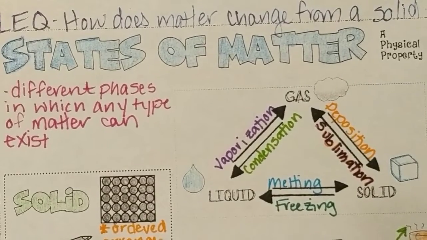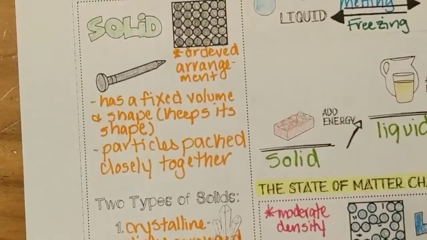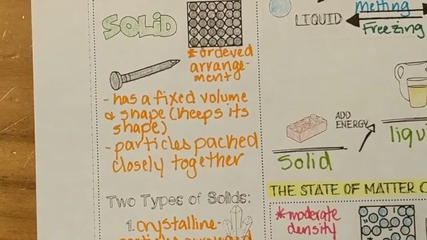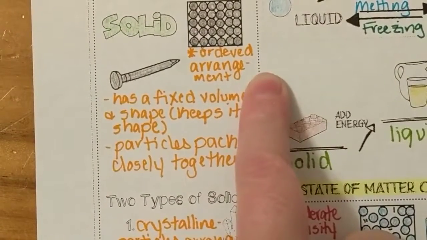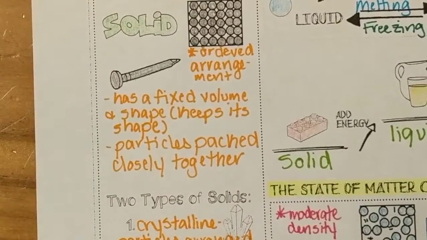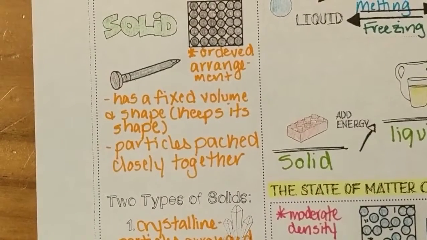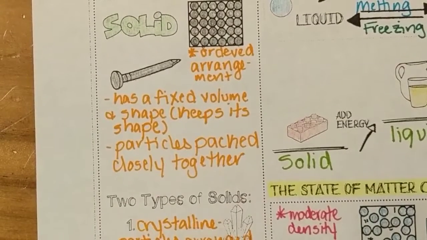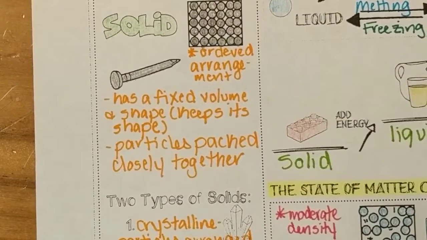So now the first state we're going to look at is a solid. A solid has an ordered arrangement, and it has a fixed volume and a fixed shape, so that it keeps its shape. The particles in a solid are packed really closely together, much closer than in the other states we're going to be looking at.